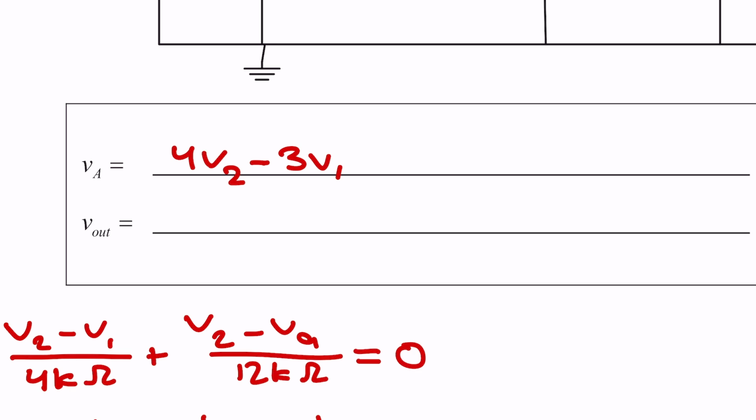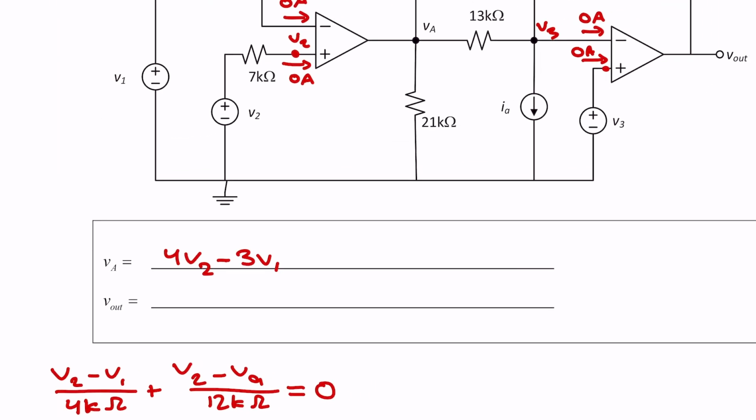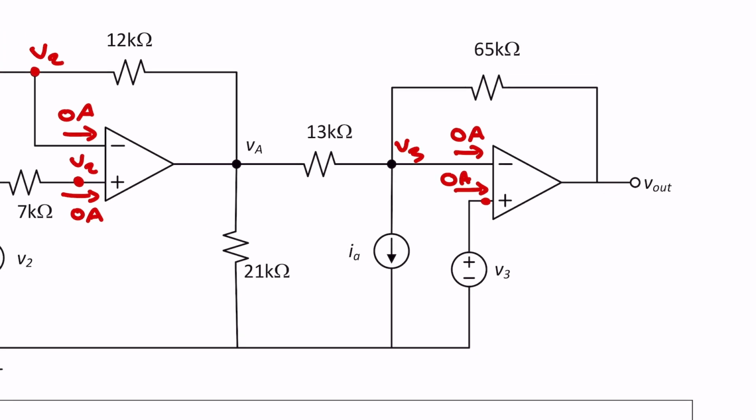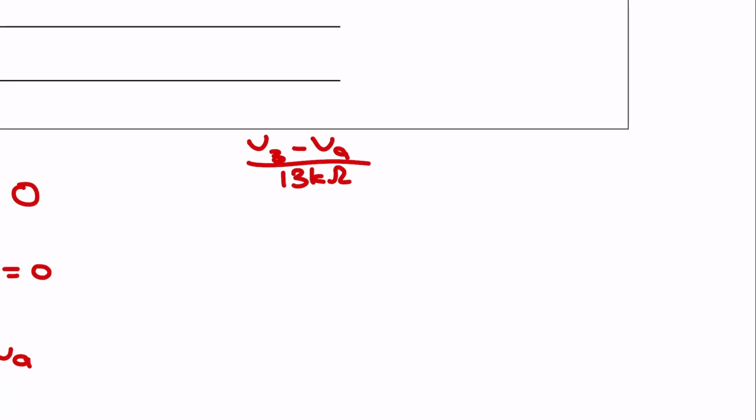Okay, so where do we go from here? The next step is we need to figure out what V out is. Okay, so where do we draw our KCL for V out? Well, again, we don't want to draw it at V out because we have no idea what this is, right? We could draw it at V3 though, so let's try doing that. Let's write a KCL at V3. V3 minus VA, first of all. What's that resistance? 13 kiloohms plus V3 minus V out over 65 kiloohms plus what?